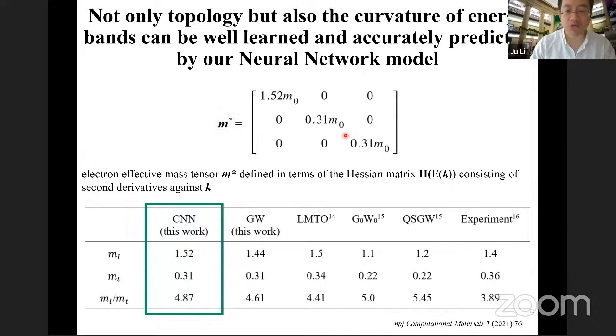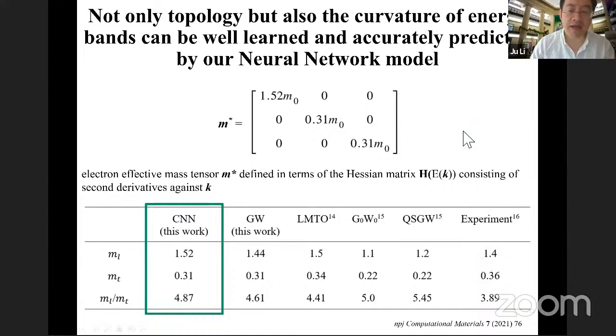So 0.3 means that it's much lighter than a free electron. But it's a second derivative of the band structure. And so there are some numerical issues on how good we can predict the second derivative. And it turns out that this is manageable. So we can get a pretty good training and validation and prediction accuracy compared with our training data, as well as our actual experiment. So we can get a predictive model of the carrier mobilities.